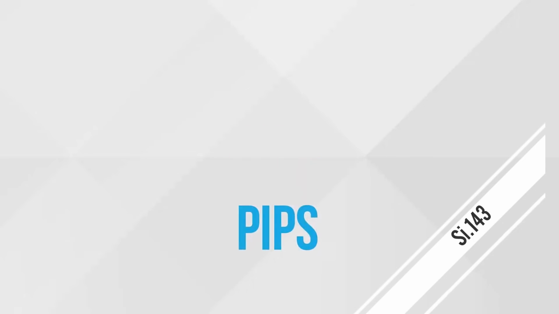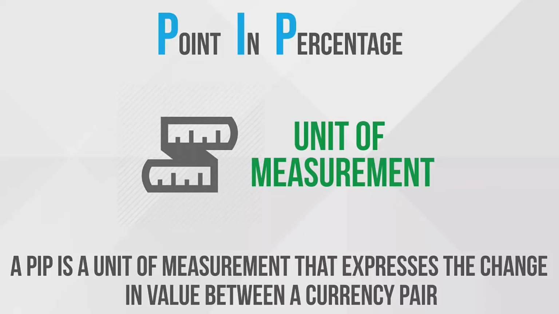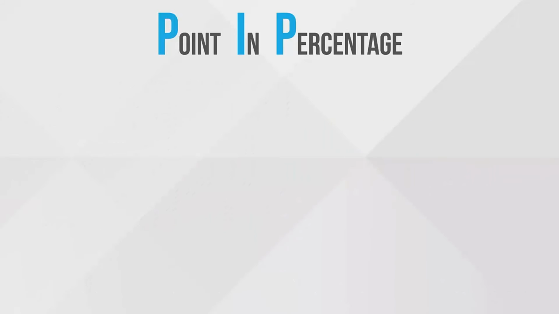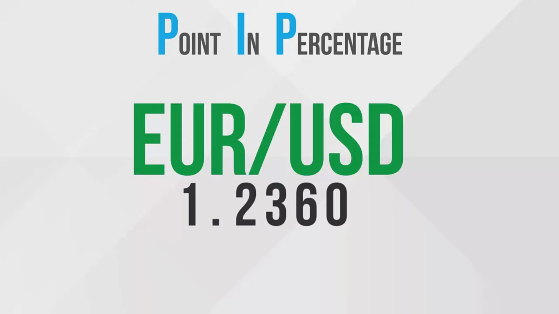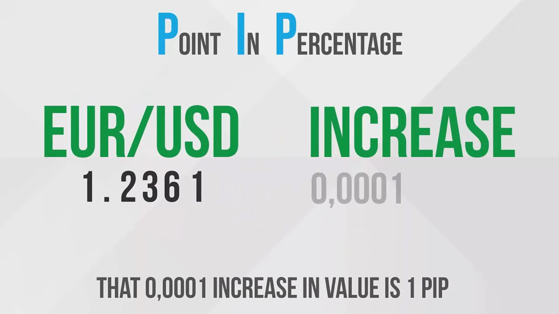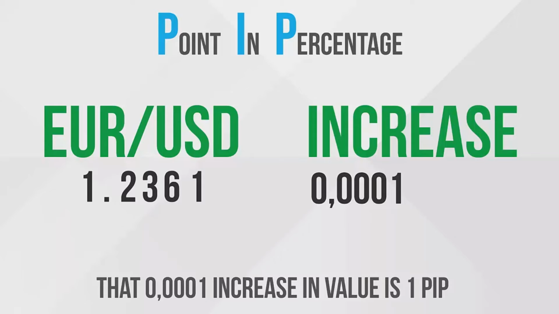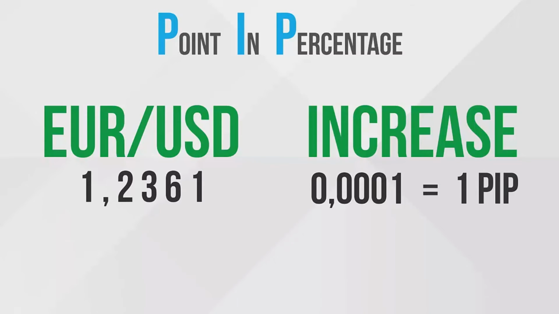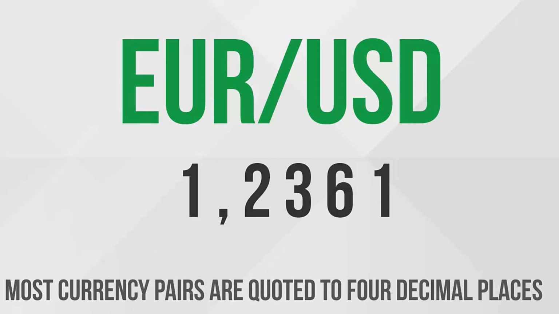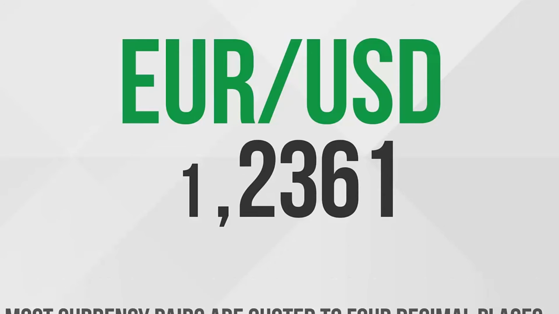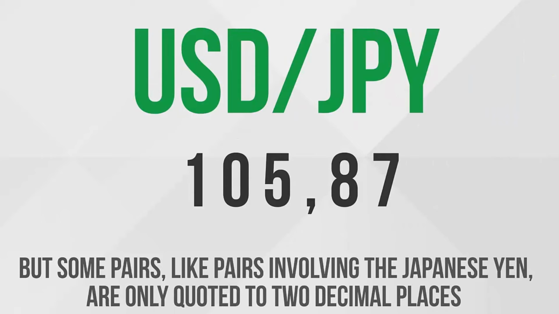Pips. A pip is a unit of measurement that expresses the change in value between a currency pair. For instance, if Euro-US dollar is at 1.2360 and it moves to 1.2361, that 0.0001 increase in value is 1 pip. Typically, a pip is the last decimal place of a quote. Most currency pairs are quoted to 4 decimal places, but some pairs, like pairs involving the Japanese yen, are only quoted to 2 decimal places.